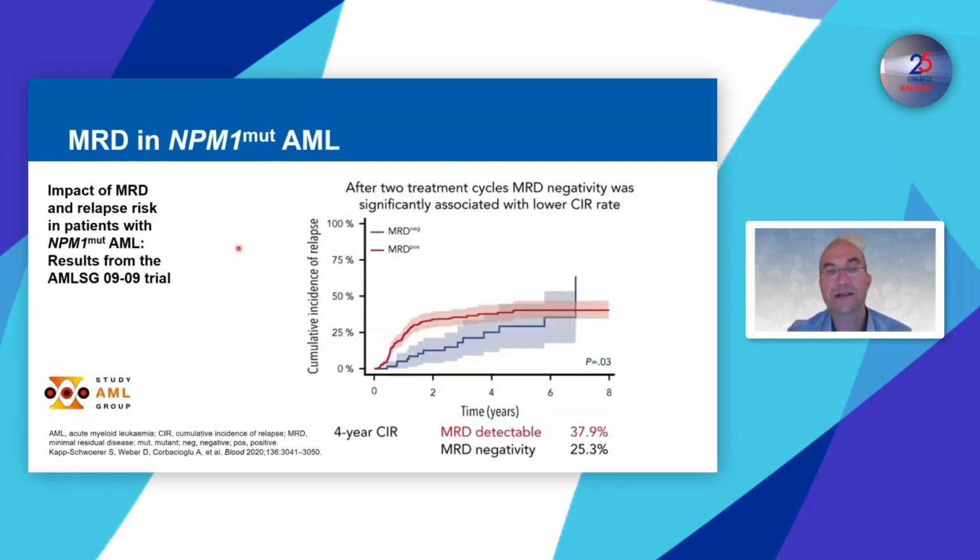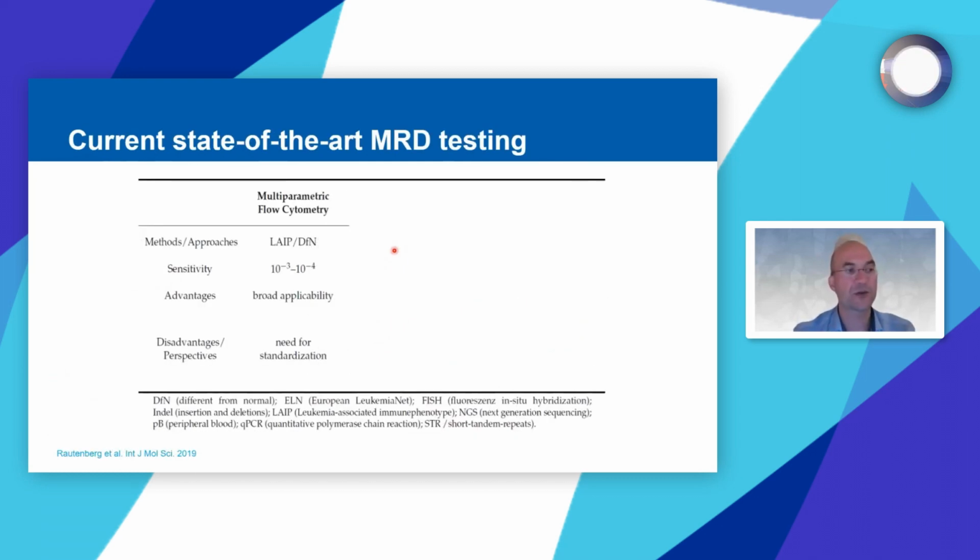And here I also want to share some of our recent data on NPM1 mutant patients, where we followed them by measurable residual disease in our AML-SG 0909 trial, where patients received intensive chemotherapy in combination with gemtuzumab. Here you can see that for the patients that were MRD negative, the blue line, the cumulative incidence of relapse is much lower than when the patients remain MRD positive. So it is important to follow up on our patients, because if they stay positive, we really should think about, for example, allogeneic transplant concepts in these low-risk patient cohorts.